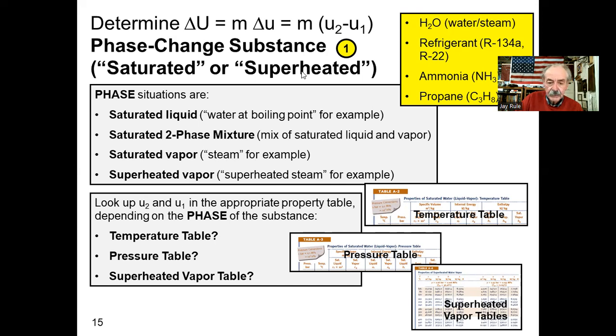So the question is, if you have any of those phase situations, you're going to look up U2 and U1 from the appropriate property table. Now, I've given you little screenshots of these appropriate property tables. Well, do I use a temperature table? Do I use a pressure table? Or do I use a superheated vapor table? Okay. I think the next slide is going to reveal that. I think we're headed there, I hope.